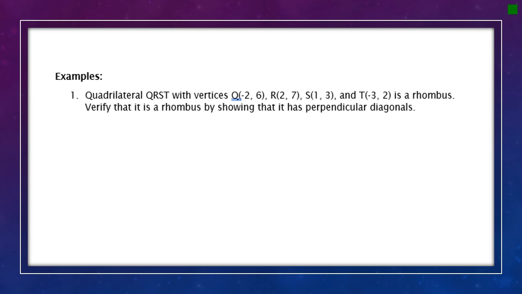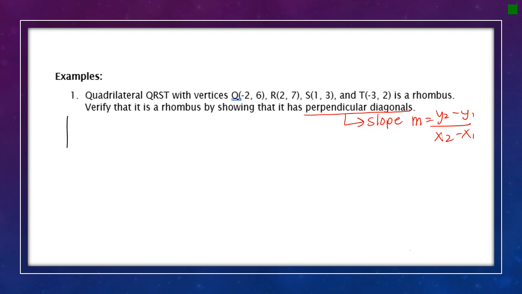I'm given a quadrilateral QRST, and I'm told it's a rhombus, and I'm trying to show that it has perpendicular diagonals. So the first thing I notice is this word perpendicular. That tells me, since I'm looking for perpendicular diagonals, I need to use slope. Here's the formula, which you will have to have memorized for the test.